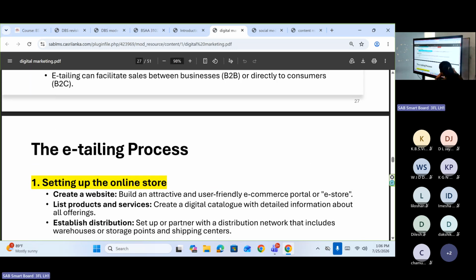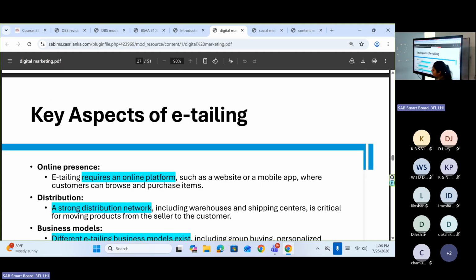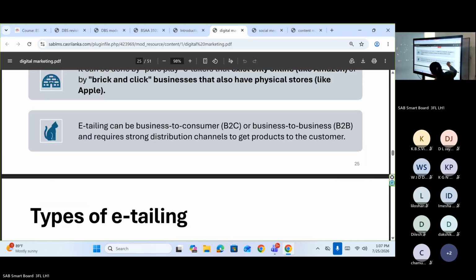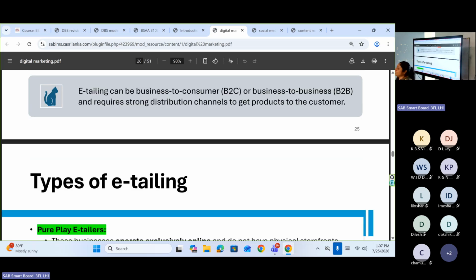Buying goods virtually. If you buy items through the internet, that's simply called e-tailing. So in the case of e-tailing, you have to have an account, you have to log into the system, and then you have to select items and buy. Simply retailing over the internet. Right? E-tailing.